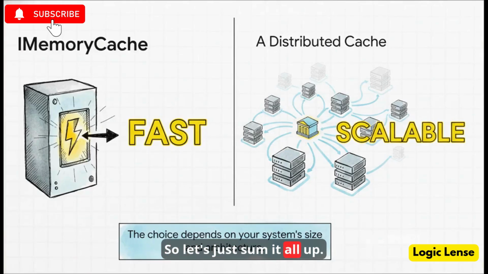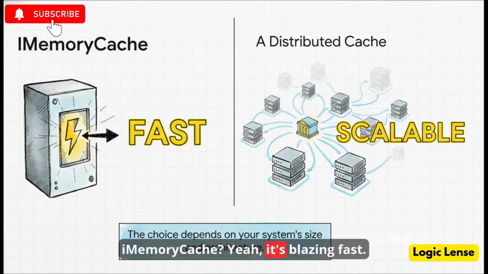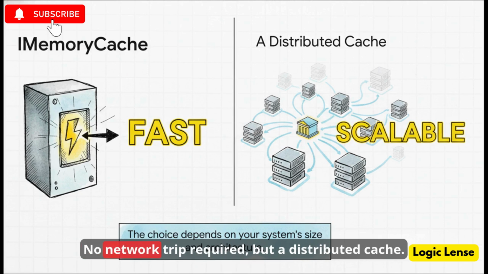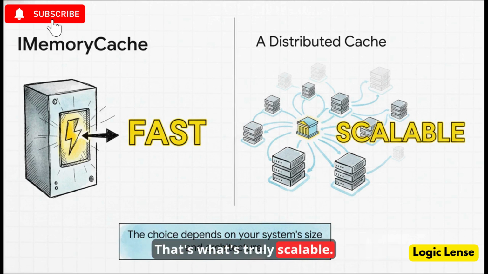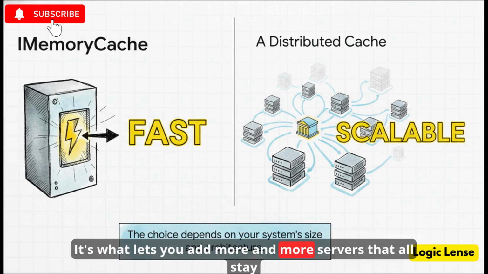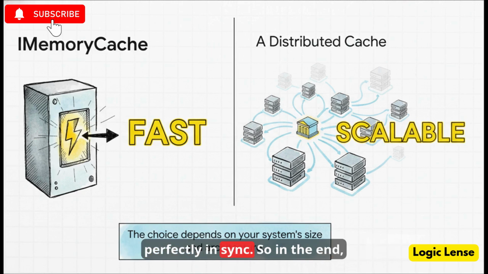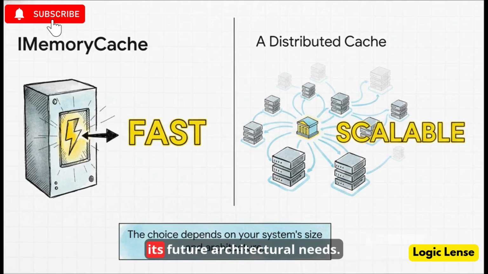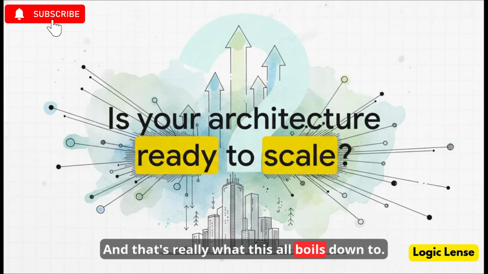So let's just sum it all up. IMemoryCache? Yeah, it's blazing fast. You can't argue with that. The data is right there in memory, no network trip required. But a distributed cache, that's what's truly scalable. It's what lets you add more and more servers that all stay perfectly in sync. So in the end, the right choice really just depends on your system size right now, and maybe more importantly, its future architectural needs. And that's really what this all boils down to.